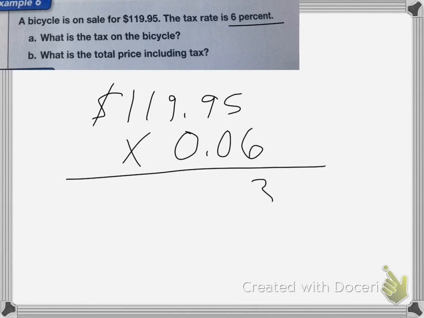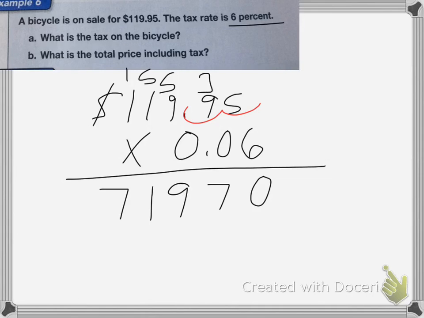6 times 5 is 30. 30, carry the 3. 6 times 9 is 54, plus 3 is 57, carry the 5. 6 times 9 is 54, plus 5 is 59, carry the 5. 6 times 1 is 6, plus 5 is 11, carry the 1. 6 times 1 is 6, plus 1 is 7. Now I need to do the decimal places. 1, 2, 1, 2. So that's 4 decimal places total. So I'm going to go 1, 2, 3, 4.